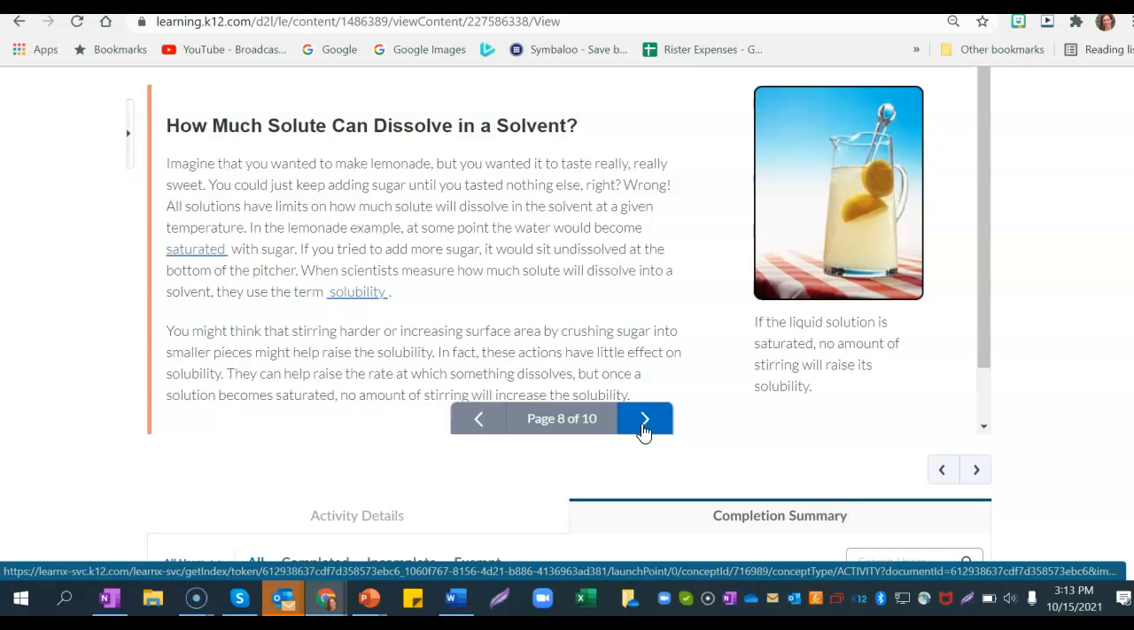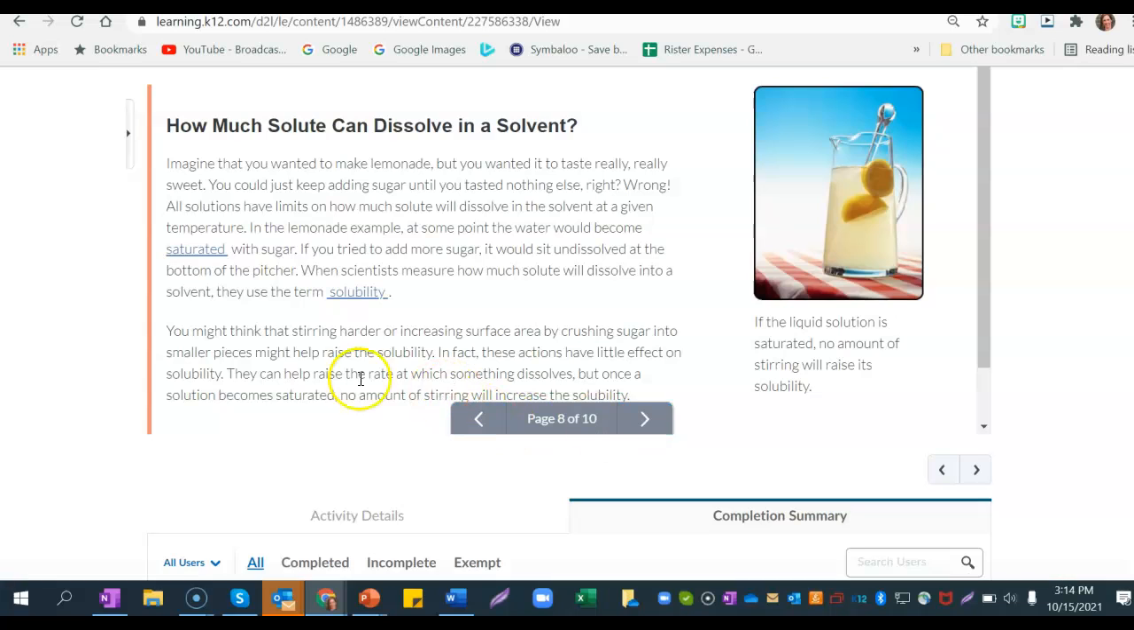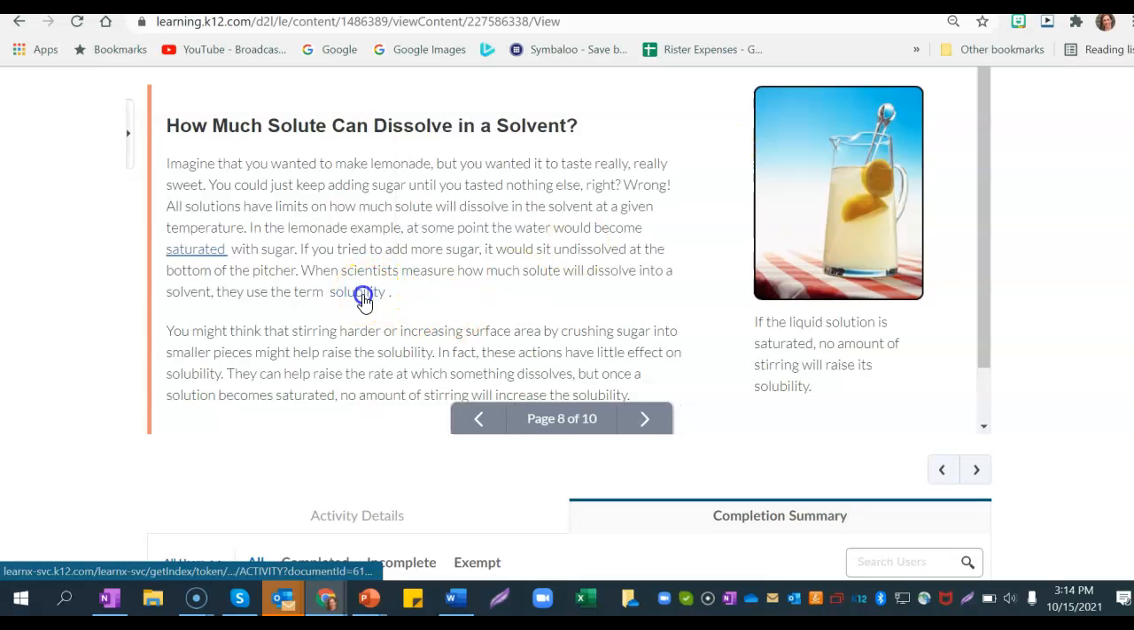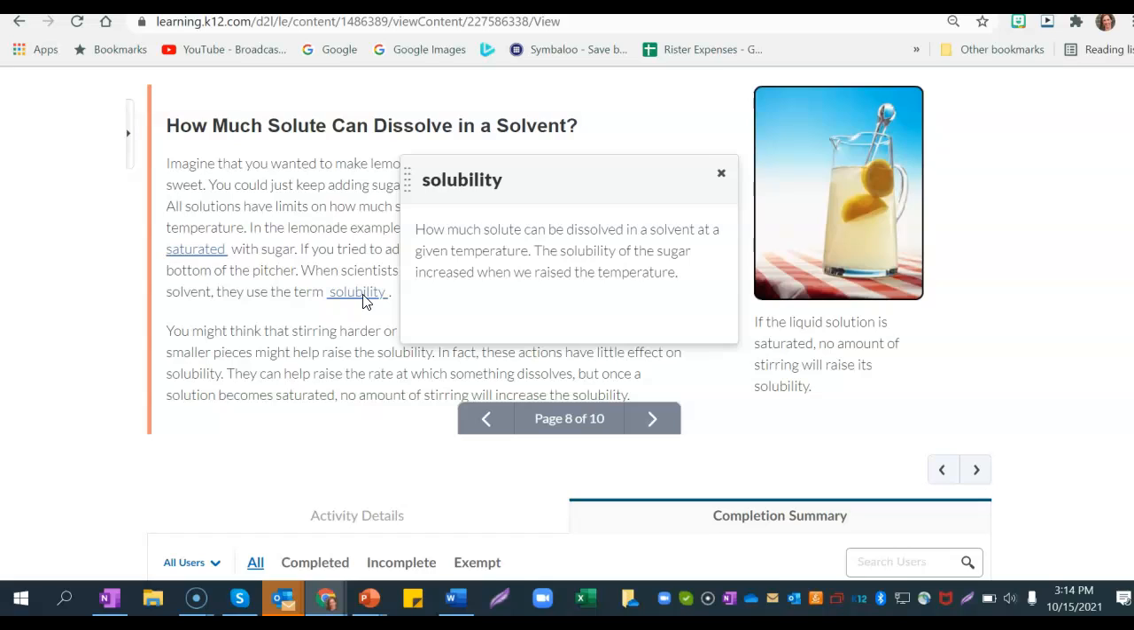My kids seem to try this a lot. They put too much sugar in something like tea, and it just sinks to the bottom. So when scientists measure how much solute will dissolve into a solvent, they use the term solubility. So two words that you may not know. One, saturated. This is the definition you'll want to add to your notes. It means dissolving the greatest possible amount of a substance in a solution. So have saturated, and then solubility. It's how much solute can be dissolved in a solvent at a given temperature.